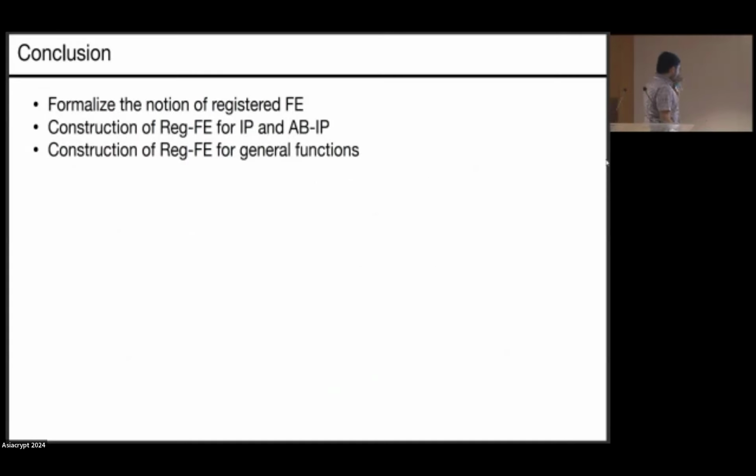Okay, so I will conclude my talk. Basically, we formalized the notion of registered FE, and we propose constructions of registered FE for IP and ABIP with adaptive indistinguishability security. Although I only showed the construction of IP due to the time limitation, our paper is online and we can check the construction for ABIP. We have also shown one feasibility result regarding constructing registered FE for all general functions. Note that all these constructions are not in the bounded collision setting. It's in the full collision setting.